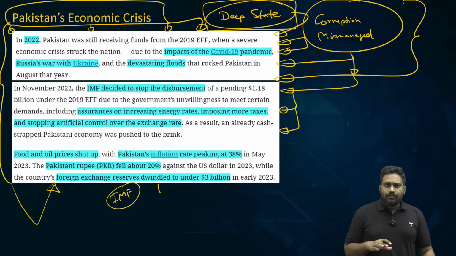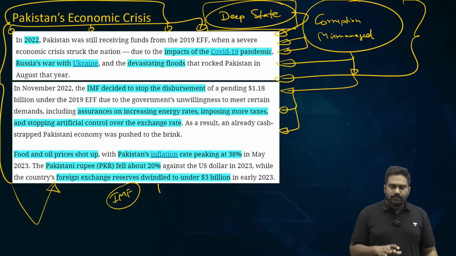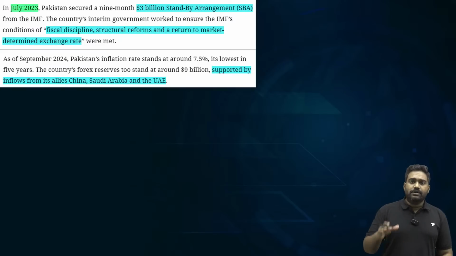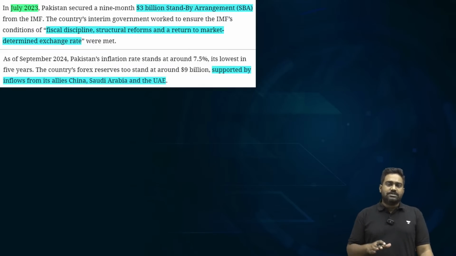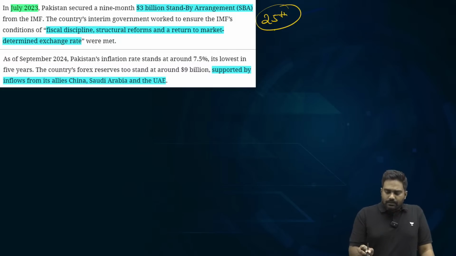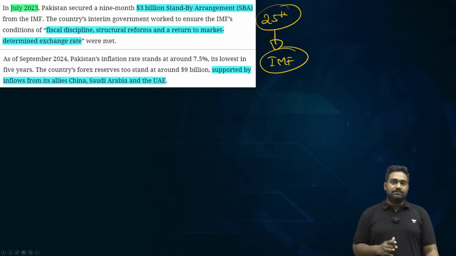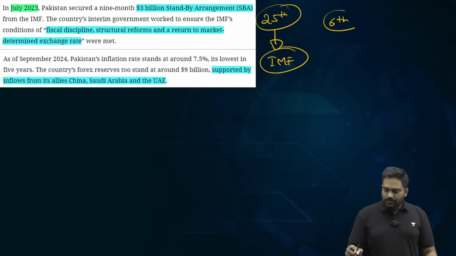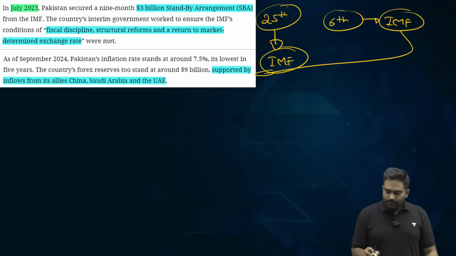In fact, there is probably no other country other than Pakistan which has received liquidity support from the IMF so many times. If I recollect correctly, Pakistan has gone to the IMF at least 25 times over the last few decades. In the last 2 years itself, it has received funds for the 6th time. So it's relying on external support.